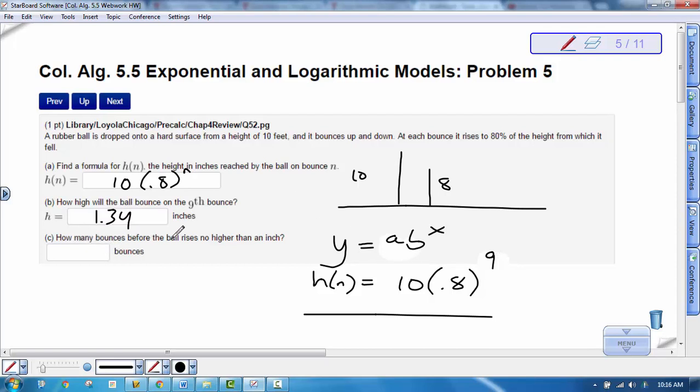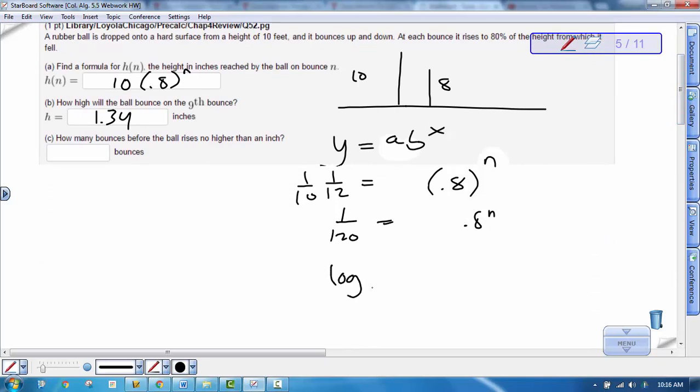Then the last question, how many bounces before the ball rises no higher than 1 inch? 1 inch, I'm going to plug that in for the y value, which would be 1/12 of a foot. And then just solve for n here, which is the number of bounces. So to solve this, I'm going to divide both sides by 10, which means multiplying by 1 over 10. It gives me 1 over 120 equals 0.8 to the n. And I'm going to change this into log form, so it's log base 0.8 of 1 over 120 equals n. I can just do that on my calculator, which would be about 22 bounces, or I got 21.45, so we're going to have to round up to the next bounce, 22 bounces.